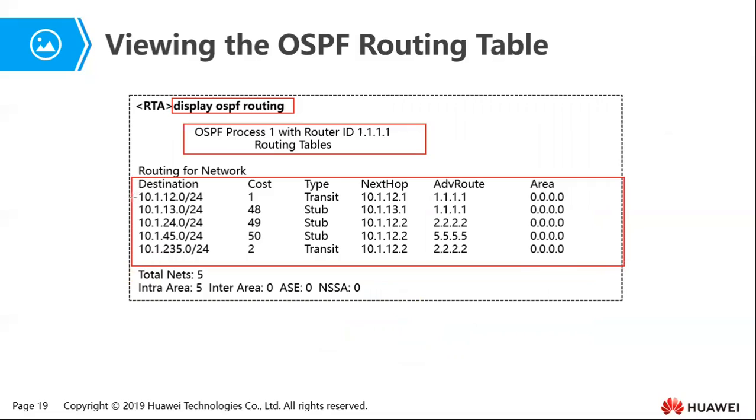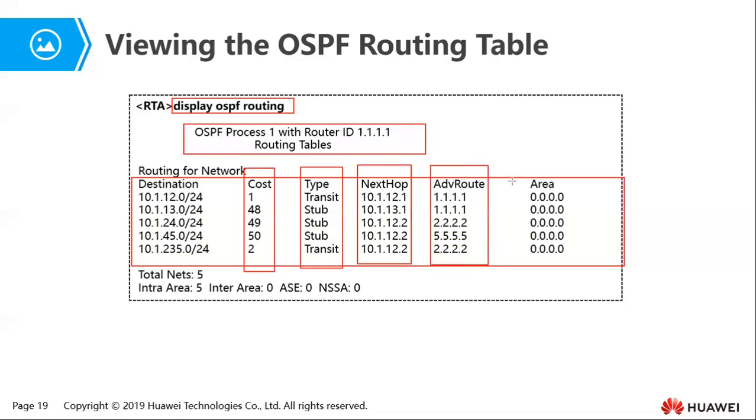So we have all these networks. They have been added from the SPF in the next phase, which we just looked at in the previous slide. So you can see that's how it's able to know the cost, what type of link it is, what the next hop is, who the advertising router is, and in which area they are.